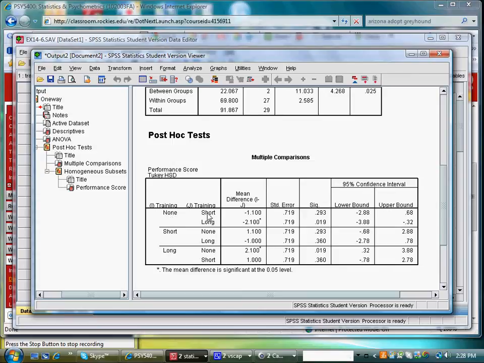The no training group is compared to the short training group, and the no training group compared to the long training group. What we're looking for is this asterisk. The asterisk means the mean difference is significant at the 0.05 level. So look where there's an asterisk. Now we're going to compare short to none and short to long. And then the long basically will be a repeat. Long to none is the same as none to long, obviously, and long to short is the same as short to long. But this table is going to tell you where those differences were that were significant. So this is going to be the follow-up piece to that.